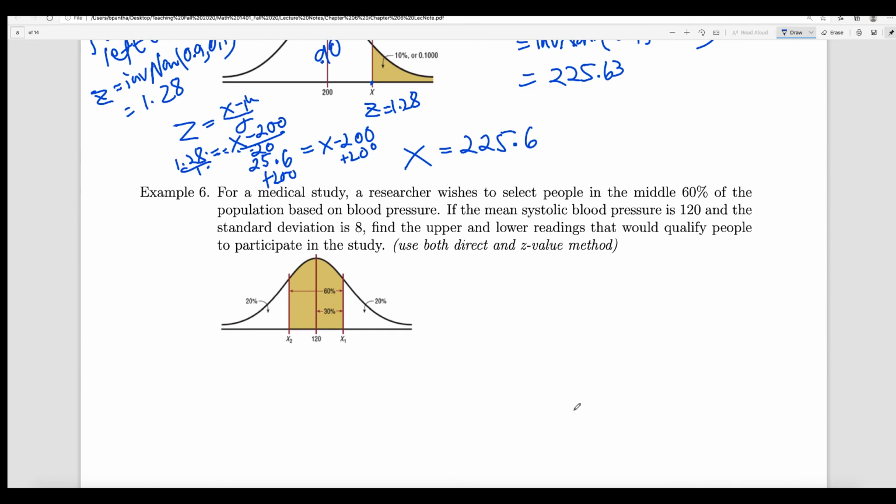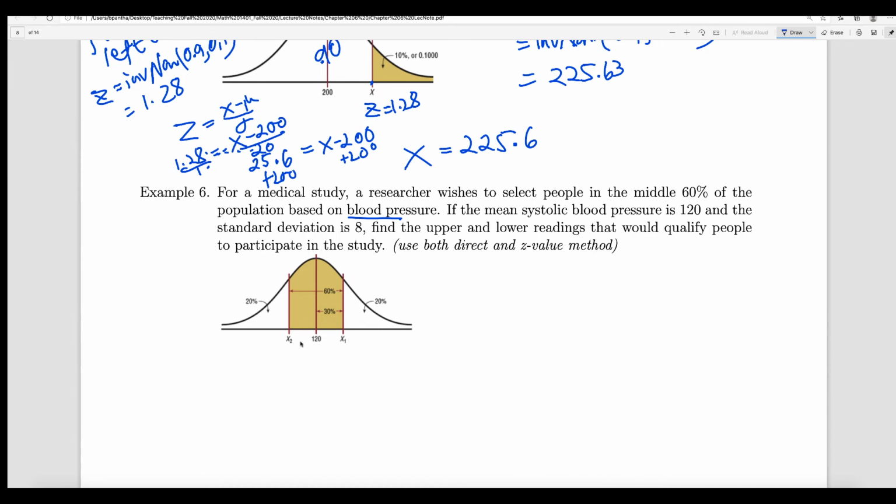Example number 6. For a medical study, a researcher wishes to select people in the middle 60% population based on blood pressure. If the mean systolic blood pressure is 120 and the standard deviation is 8, find the upper and lower readings that would qualify people to participate in the study. Use both direct and g value method. I will do direct method. You guys will complete with the g value method, exactly the same way.